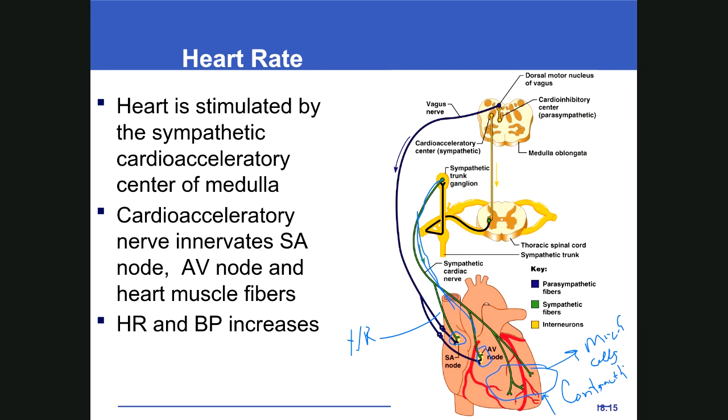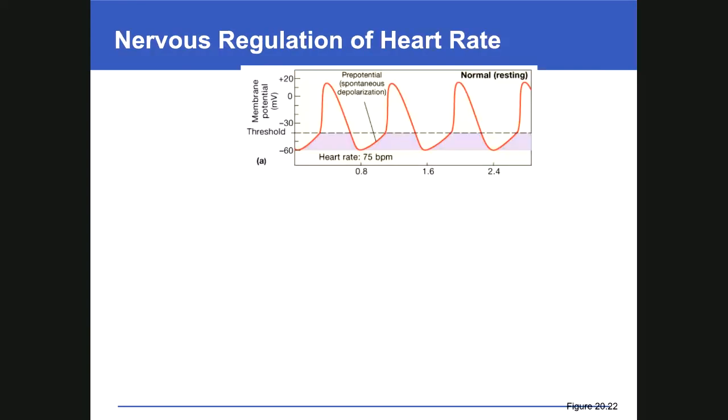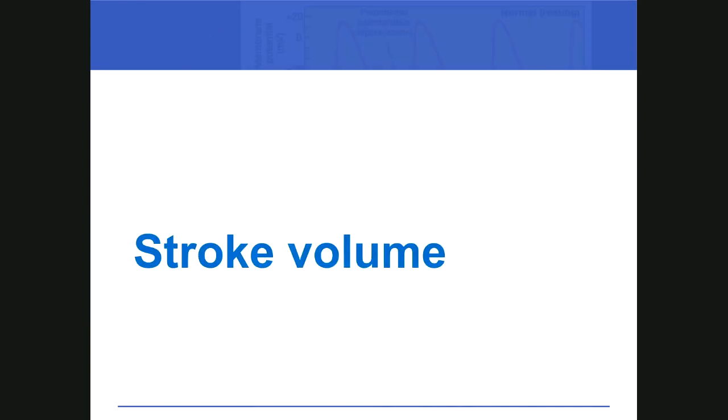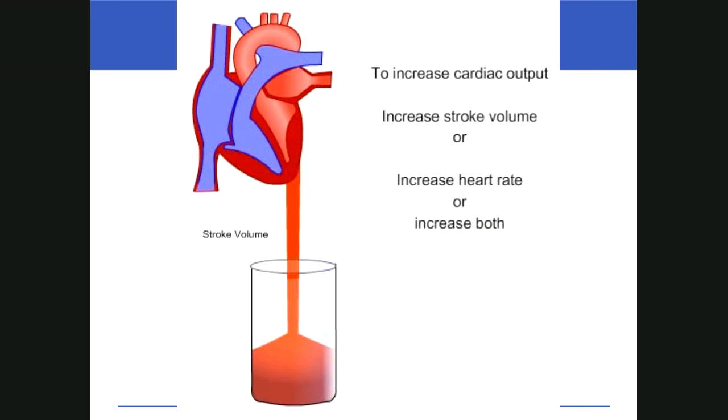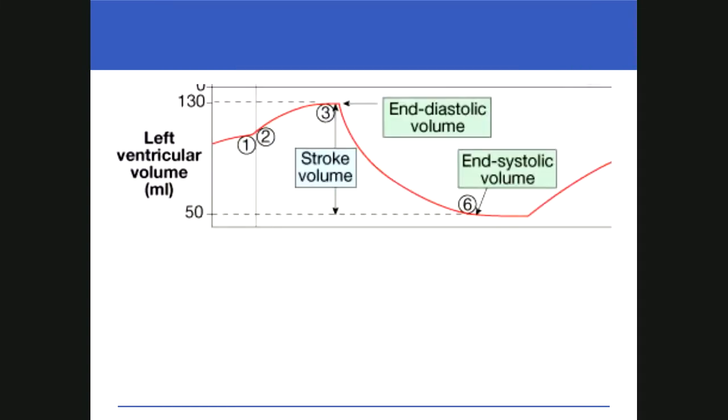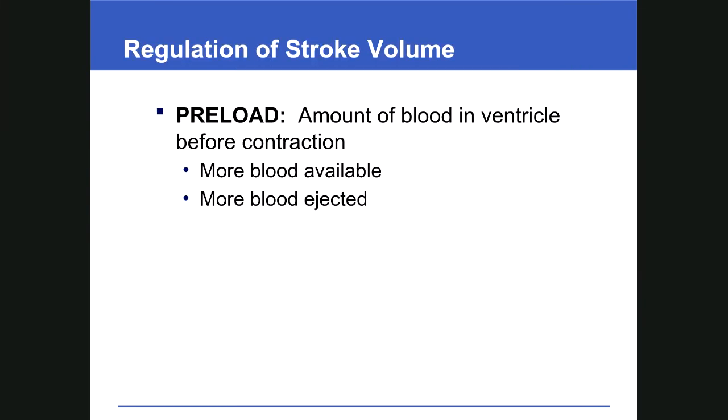Not only does the nervous system have an effect, so does the endocrine system. So remember the endocrine system? We talked about the adrenal medulla. Remember the adrenal medulla releases epi and norepi. I should put that slide in there again.